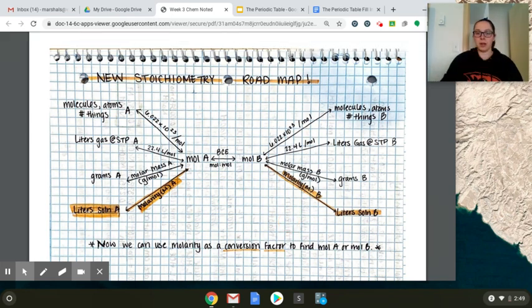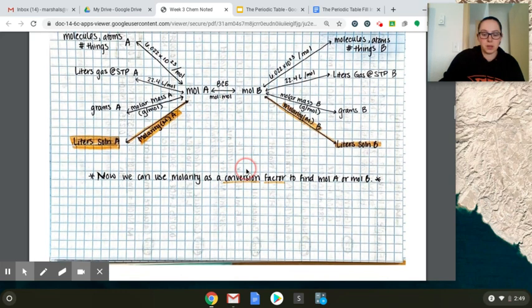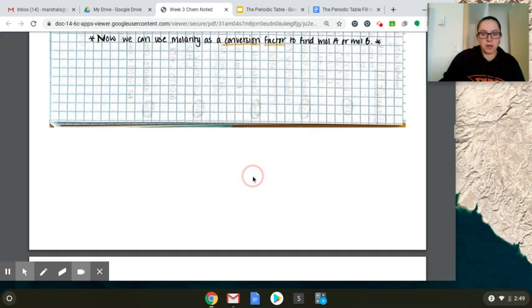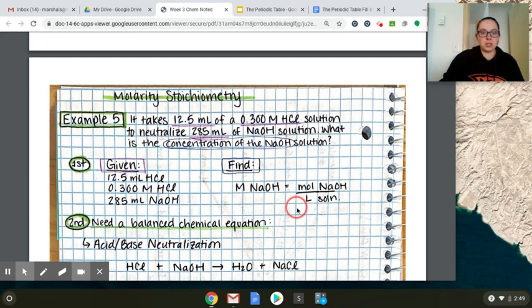I'm following along in my own notes. Okay, so let's do an actual stoichiometry problem with molarity that involves using this balanced chemical equation here. This is example number 5, focusing on molarity stoichiometry.